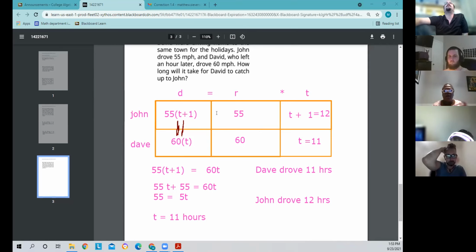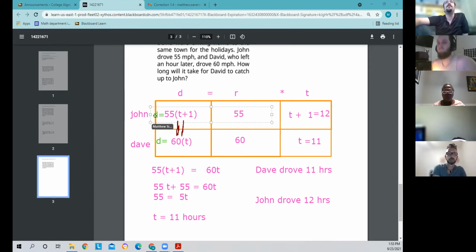But I mean, we kind of have two equations in here. This is the distance for John, and this is the distance for David. And we know that these two distances have to be the same because of what they tell us in the problem, that they want to know when they meet. So that means their distance is the same. So that means that it would be one equation.